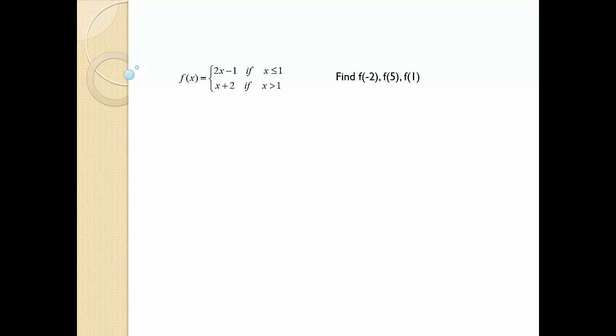So, let's just plot a few points on this one. So, let's find f of minus 2. Well, in this case, what are our two pieces? Our two pieces are less than or equal to 1 and greater than 1, right? Minus 2 is less than or equal to 1, so it'll be in this one. 2 times minus 2 minus 1. That is minus 5. What about 5? Well, 5 is definitely greater than 1, so that's going to be 5 plus 2 equals 7, right? So this one was f of minus 2. This one is f of 5.